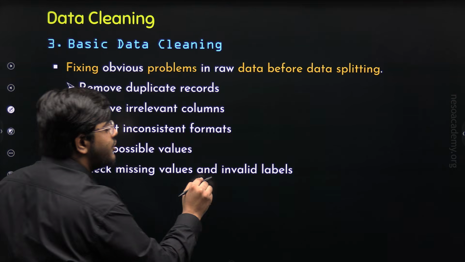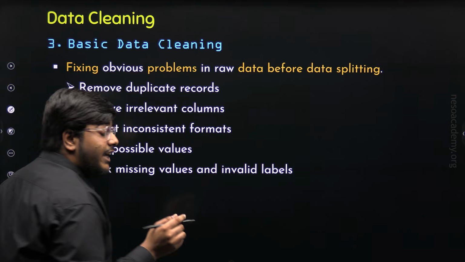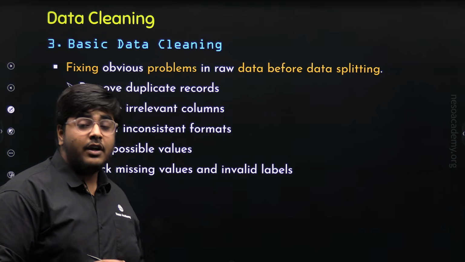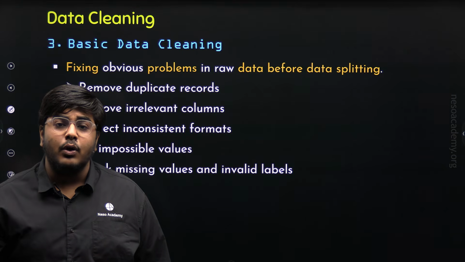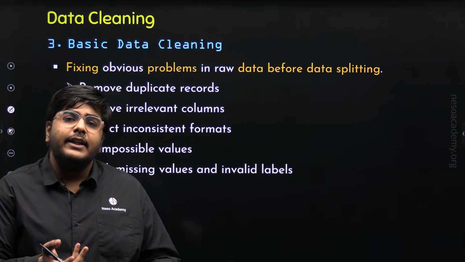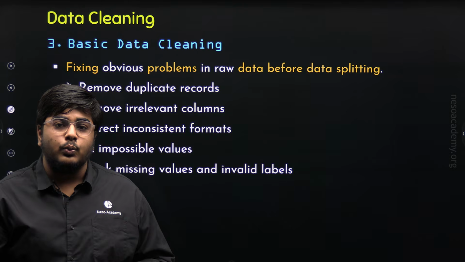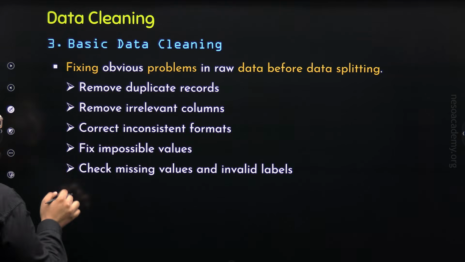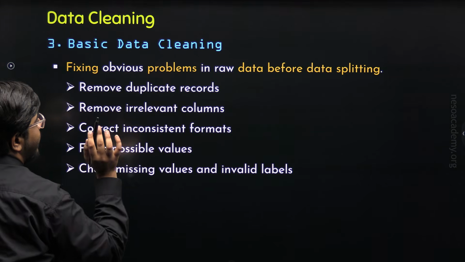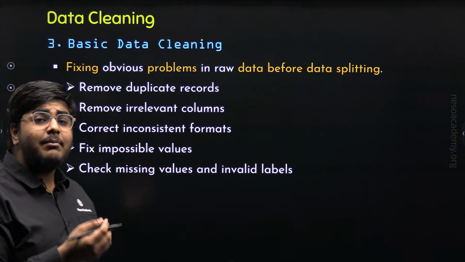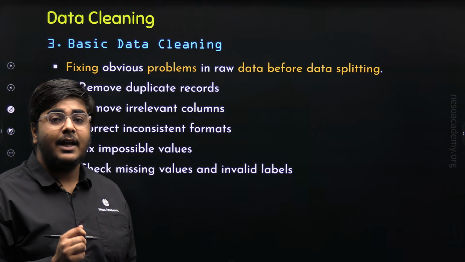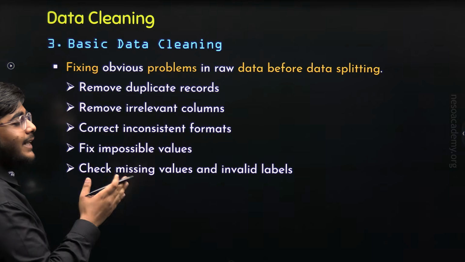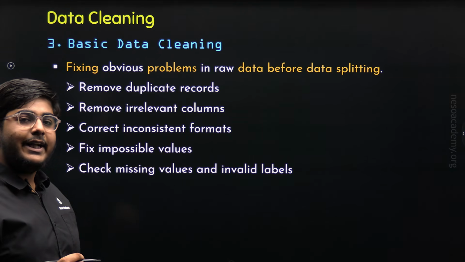And we also check for the invalid labels. If the labels or the output variable is invalid, we need to remove the entire row. Because if the label is invalid, then there is no meaning of the entire row. So now I hope you have got an idea of all the operations of basic data cleaning. Now we will take the same house price prediction dataset and we will try to apply all these operations of basic data cleaning over that particular data set.